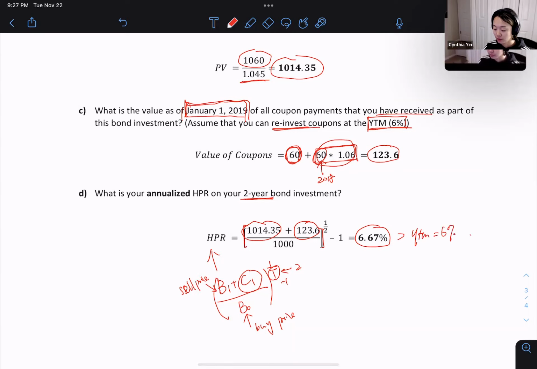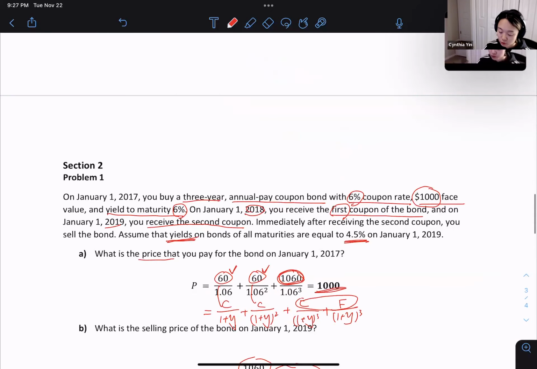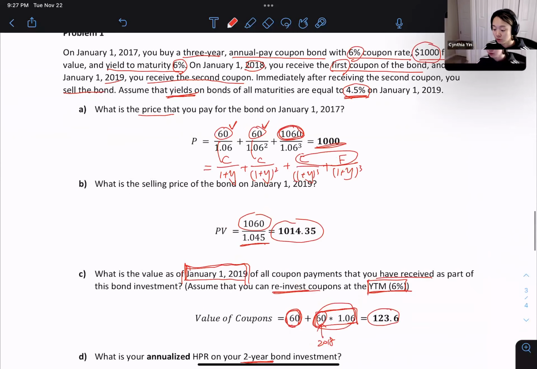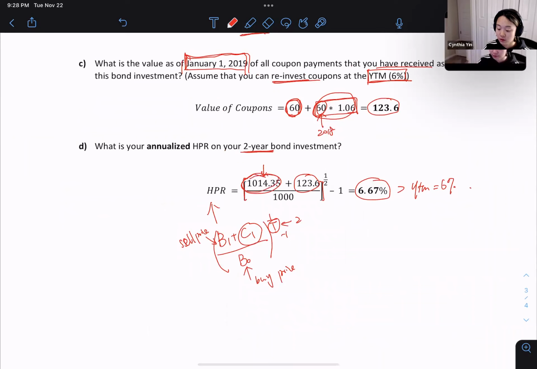So you see your holding period return is actually higher than your yield to maturity, which is 6%. There are two parts that give this result. The first one comes from the capital gain yield, because right after you sell the bond, the new yield to maturity is 4.5%. It is lower than your initial yield to maturity, meaning that the price appreciated. The new investors cannot earn that high yield to maturity anymore. So you gain some capital gain from the bond price itself, due to the change of yield to maturity.